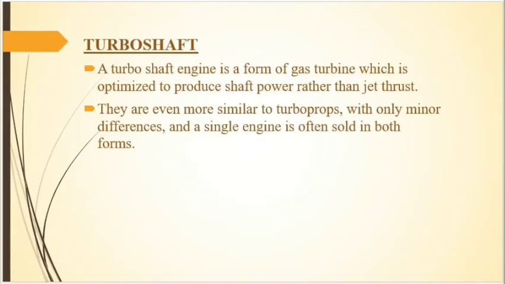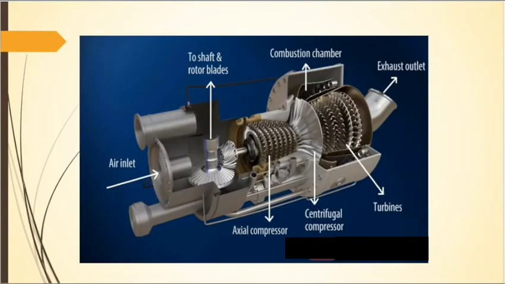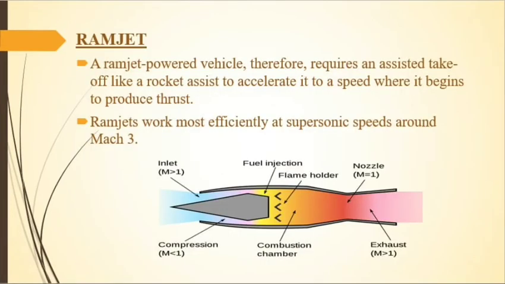Next comes the turboshaft. Turboshaft engines have a high power to weight ratio and are widely used in helicopters. It is in the form of a gas turbine which is optimized to produce shaft power rather than jet thrust. This is the turboshaft. Next comes the ramjet. A ramjet powered vehicle therefore requires an assisted takeoff, like a rocket assist, to accelerate it to a speed where it begins to produce thrust. Ramjets work most efficiently at supersonic speeds around Mach 3.